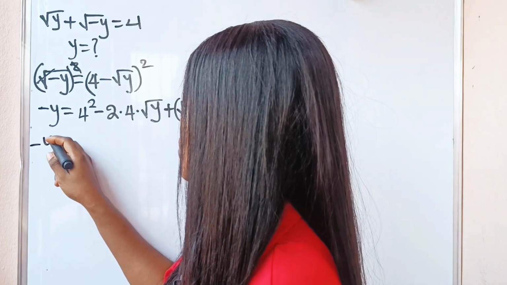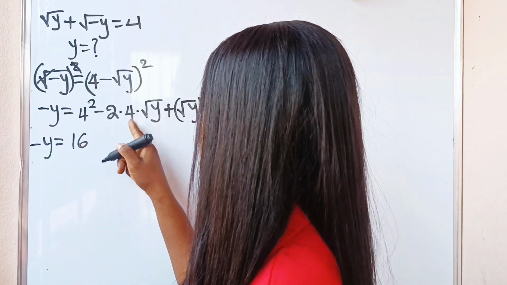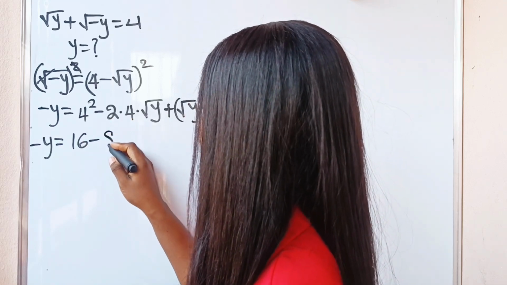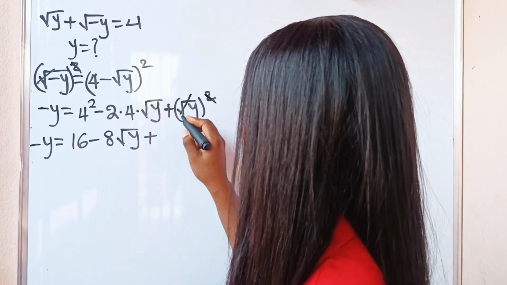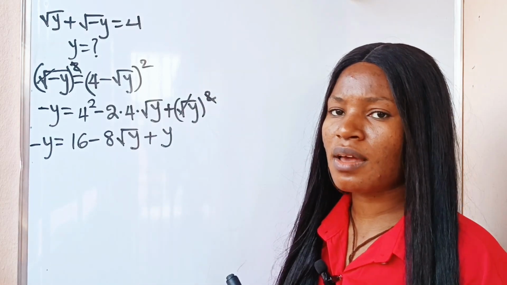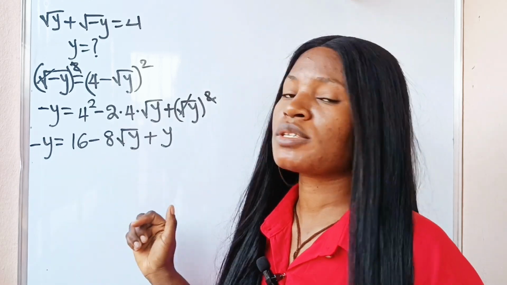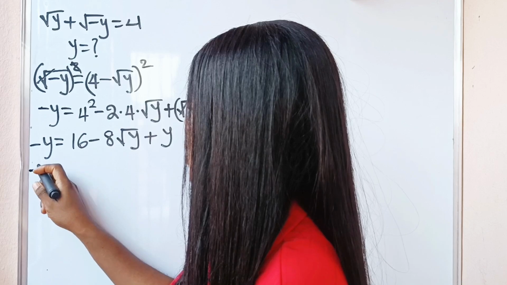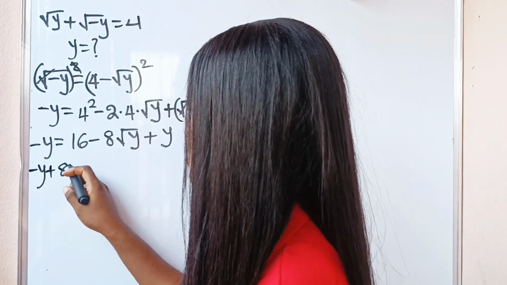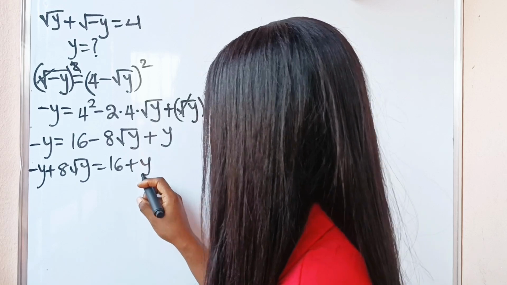Now we have minus y is equal to 16 minus, 2 times 4 will give us 8, 8 root y, then plus, we are going to have only y remaining here. Now let's transfer this to this side because I want it to be positive and I want to make it the subject of the formula. So let's transfer it here. We have minus y plus 8 root y is equal to 16 plus y.